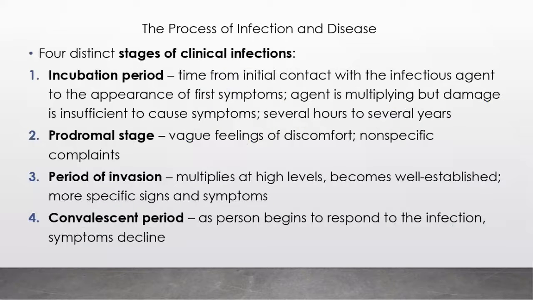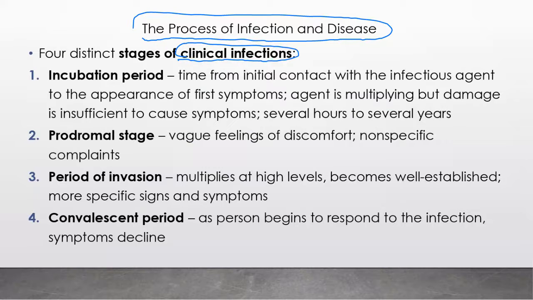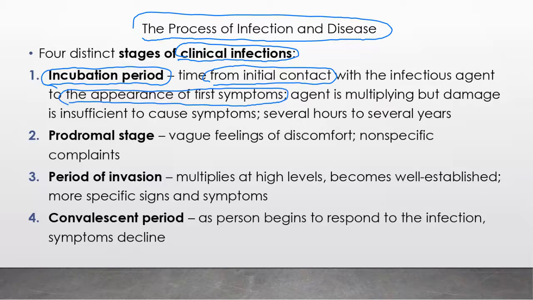Now we're going to go to the process of infection, which is called the clinical stage. Okay, so the clinical stages of infection. There are four of them. The first one is called the incubation period. This is the time from initial contact to the appearance of the first symptom. Different organisms will have different incubation periods.